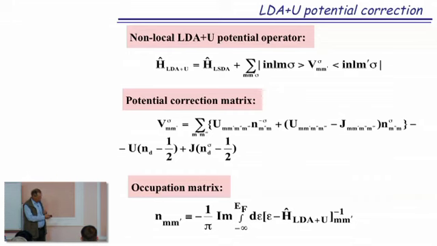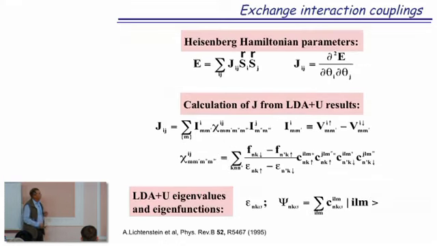Now that is how it works. If we have an occupancy matrix, then the potential is also a matrix, a matrix in orbital indices. Now, that's a very interesting trick. If we know all eigenvalues and eigenfunctions, then we could immediately calculate Heisenberg exchange parameters, I mean, parameters that define the coupling of magnetic moments on neighboring sites.